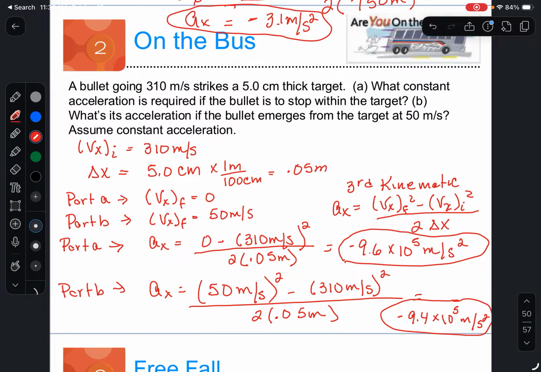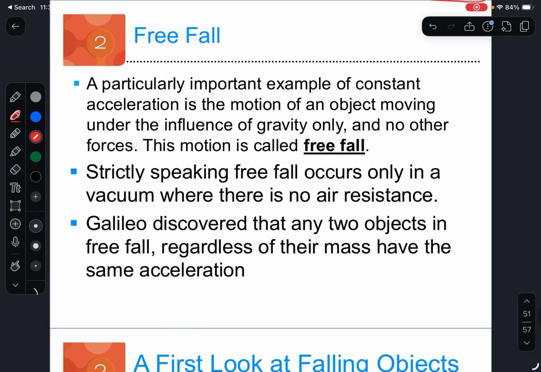Now we also want to talk about free fall. Free fall is a particularly important example of constant acceleration. It is the motion of an object moving under the influence of gravity only, no other forces. Because it's only under the influence of gravity, we call it free fall. Strictly speaking, free fall only occurs in a vacuum where there's no air resistance. Galileo discovered that two objects in free fall, regardless of their mass, have the same acceleration.